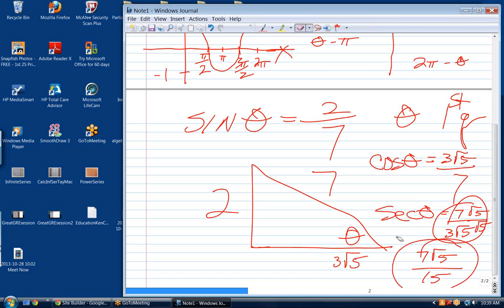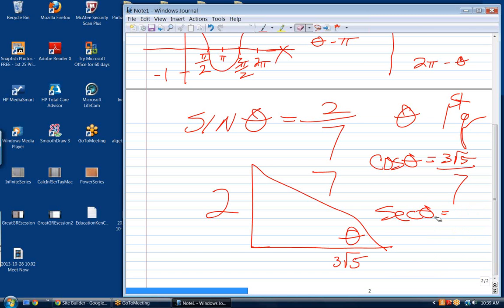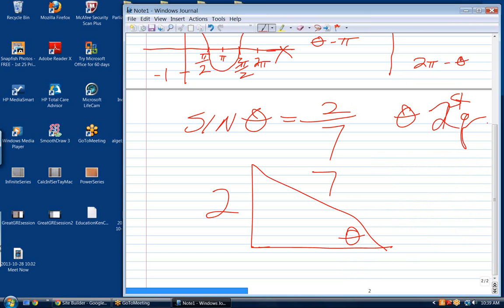But this process, it's not going to matter. Let's say, same exact problem, only this time it's second quadrant. So you just change the signs, based on All Students Take Calculus. So tell me what the tangent of theta is. It would be... What was this again? This was 3 root 5? Yeah. 3 root 5 over 15, I think.